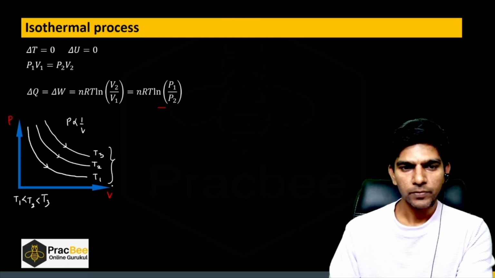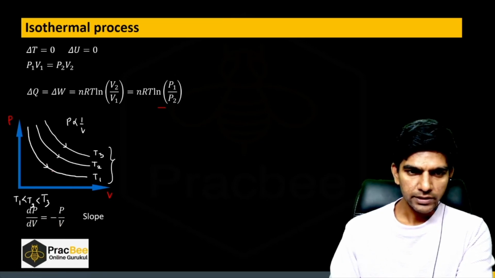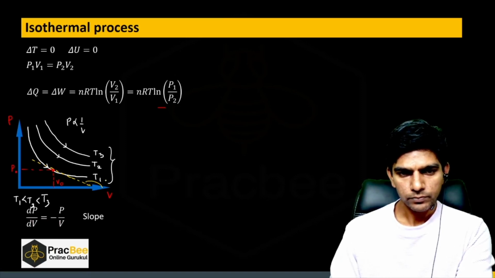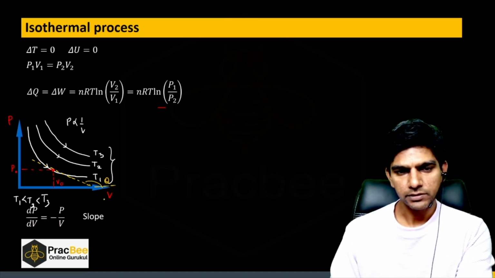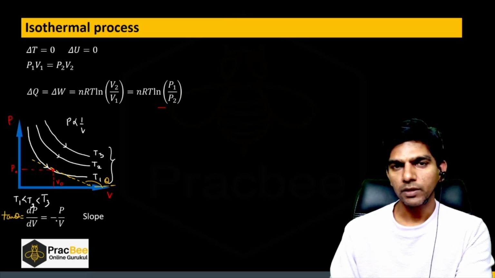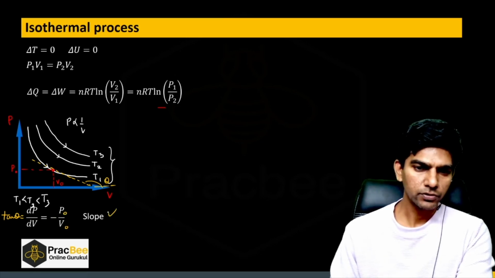So do remember this. If we want to find the slope of this graph, let us say at this point, the volume is say V naught and the pressure is P naught and the slope is this, right? So this angle is theta with the positive x-axis. So tan theta is nothing but dP by dV and it will be given by minus P naught by V naught, right? So do remember this formula for slope.